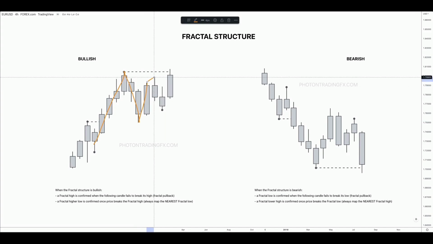This candle fails to break this candle's high, right? So now what happens? It breaks its low. So we're moving to the downside, right? So then we have the movement to the downside. This next candle here, what does it do? It fails to break this previous candle's low, but it breaks its high. So now price is moving to the upside.